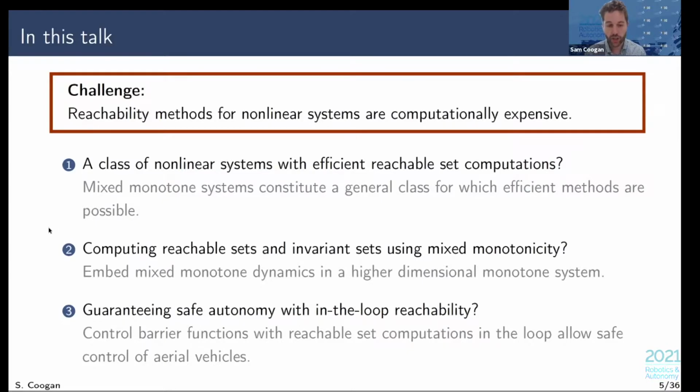What I'll do next is show how we can use the properties of mixed monotonicity to do just that: compute reachable sets, and compute something very closely related to reachable sets, so-called invariant sets. And we'll see that we can do that by embedding this system into a higher dimensional system where we just compute single trajectories in this higher dimensional system. And at the end of the talk, I'm going to show how we can use these ideas to guarantee safe autonomy with in-the-loop reachability. And we're going to use a little bit of control barrier function theory to make that happen. But really the crux of the novelty will come from applying the mixed monotone systems theory.